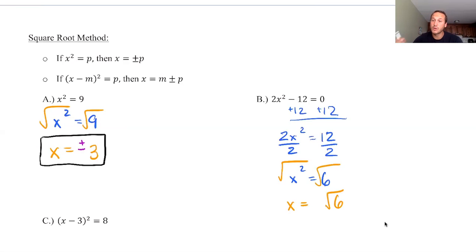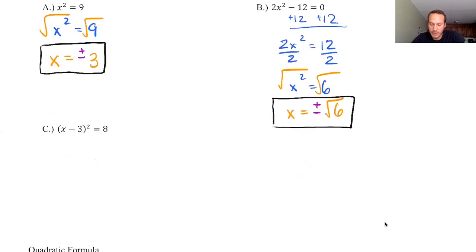However, what is the square root of 6? It is positive or negative square root of 6. So it is something that you have to be careful of. Anytime you take the square root, make sure you write down that plus or minus symbol. It is super, super important. In fact, so important that I'm actually going to highlight it right here and right here. Okay, when you take the square root, you must put plus or minus.